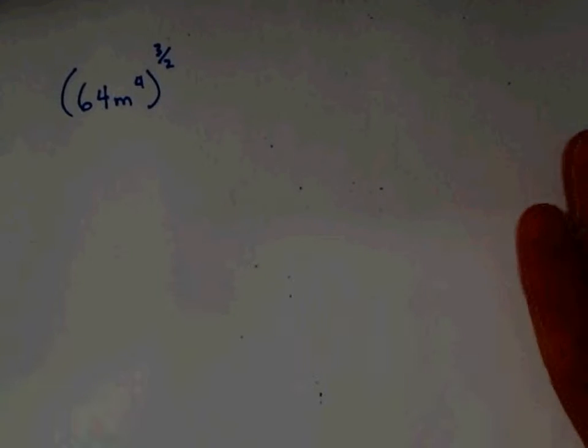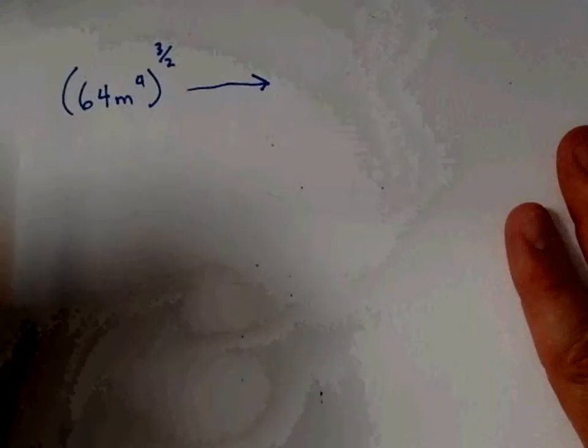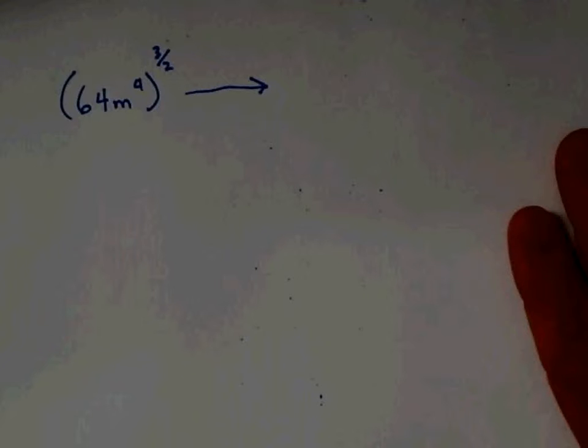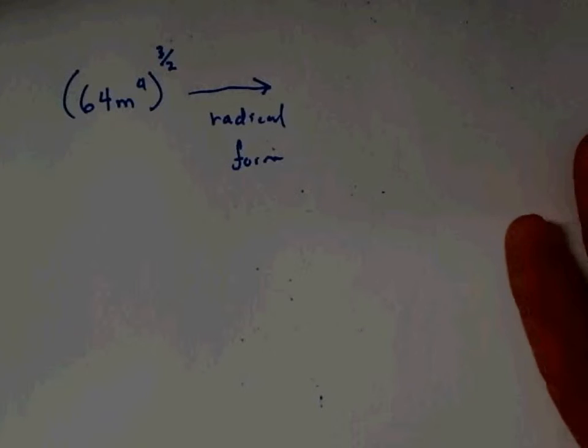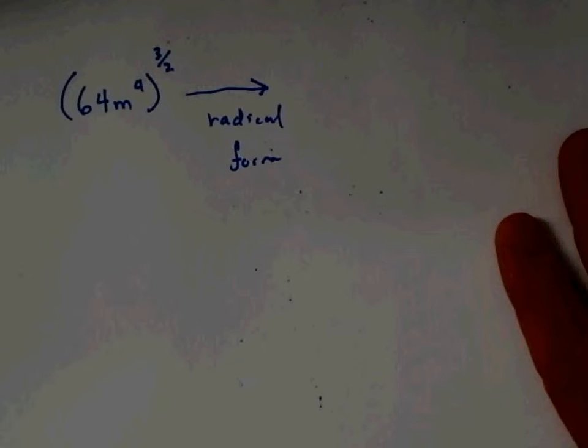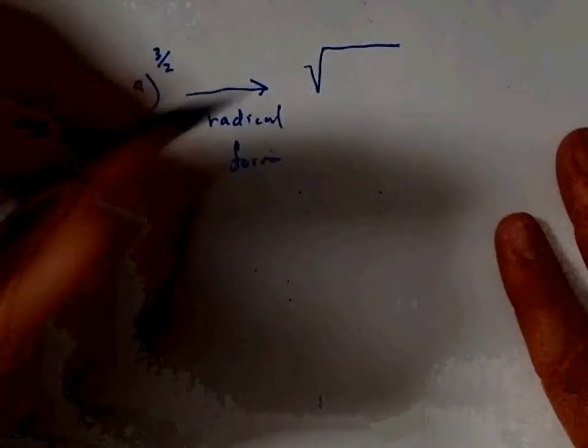All right. And so, first part of the question is you're going to need to do this. You're going to have questions that say you write it in radical form. So writing this in radical form, what's the power? 3. What's the root? 2. So this is going to be the square root of 64 m to the 4th cubed.